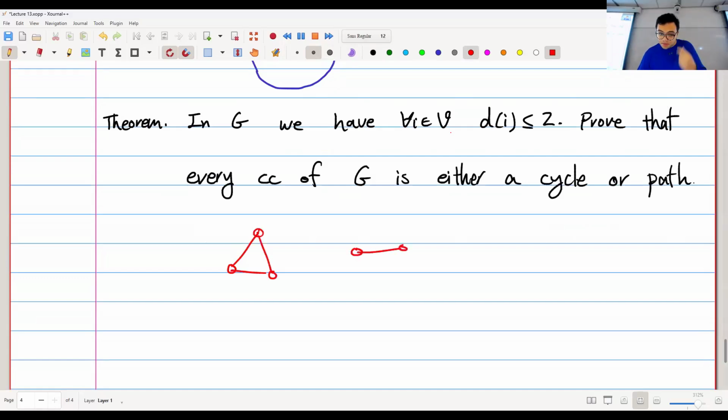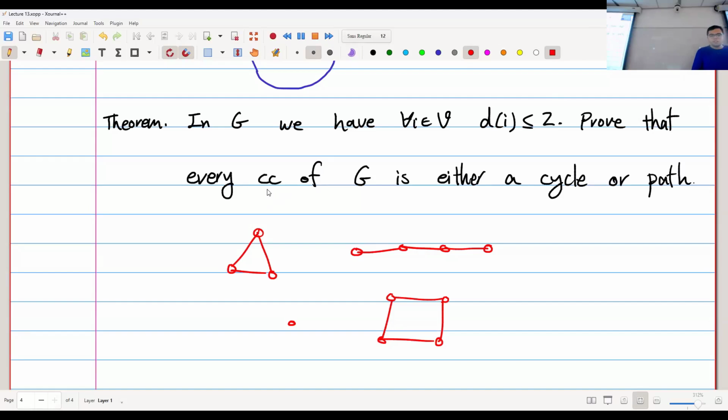Okay. So for example, I can have a graph that looks like this, right? I have a path, I have a cycle, maybe I have another cycle. Maybe I have just one vertex on its own, because the vertex on its own is both a path and a cycle, right? So as you see, this is an example of a graph with 4 connected components. The degree of every vertex is at most 2. And every connected component is either a cycle or a path. Of course, this is not a proof, this is just an example. I want you to prove that any graph where the degree of every vertex is at most 2 has this property that each of its connected components is either a cycle or a path.